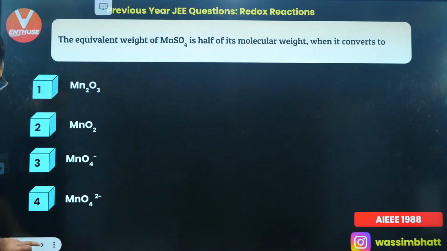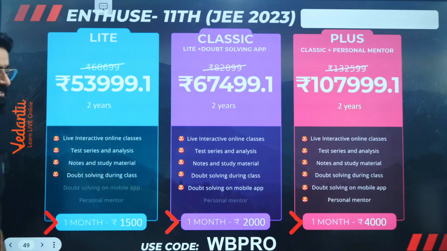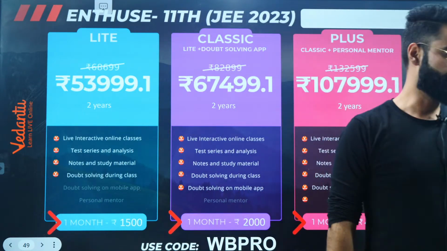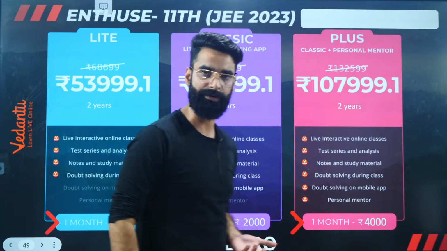Let's see if we have more questions. No guys, this was the last question of tonight's session. I'm sure you would have enjoyed the session, and with this your whole redox reactions would have got completed.